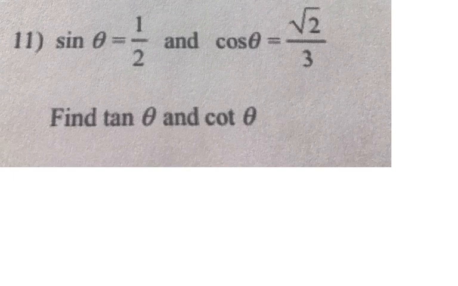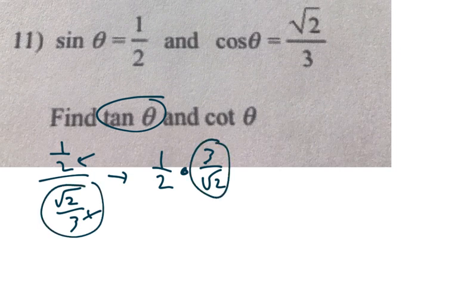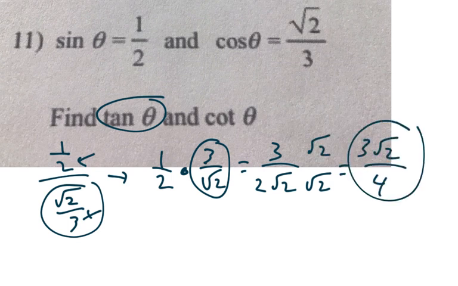You may want to pause the video and try it yourself. But anyways, here we go. What is the tangent? We're going to take the sine over the cosine. Now this one, we don't have a common denominator, so we're going to do it old school here. We're going to take 1/2, and dividing is the same thing as multiplying by the reciprocal. See what I just did here, guys? I did the reciprocal of square root of 2 over 3. And so I'm going to get 3 over 2 square root of 2. Now, we have to rationalize. So it's 3 square root of 2 over 4.